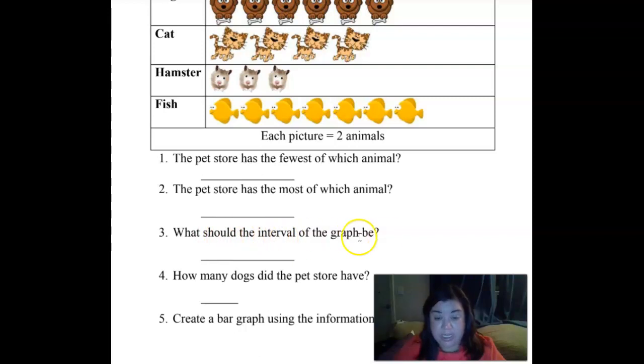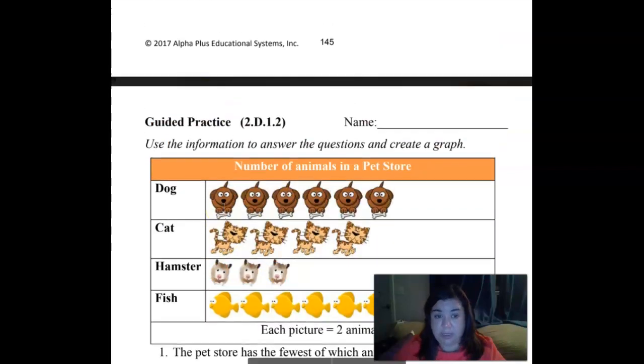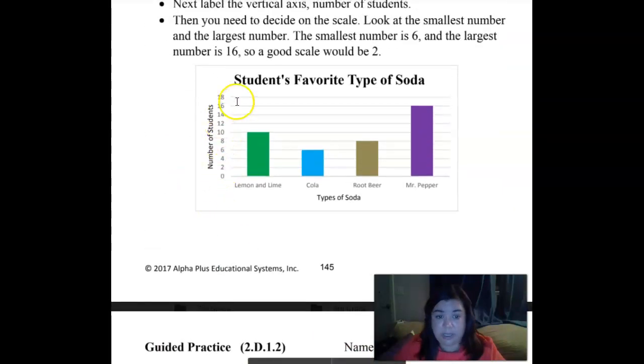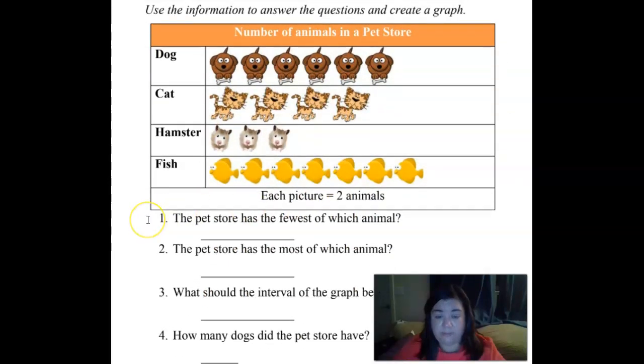What should the interval of the graph be? What do you think? Up here, we decided we are going to skip count by 2's. What should this one be? Yeah, we'd probably skip count by 2's here because it tells us that each picture is worth 2 animals.